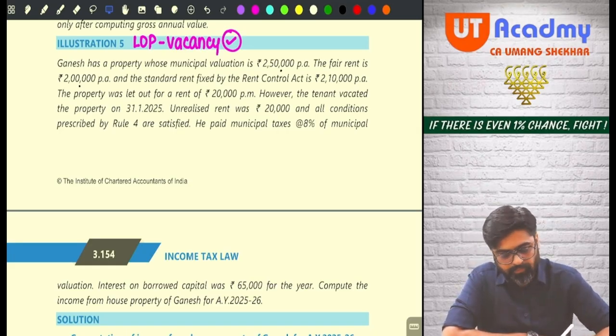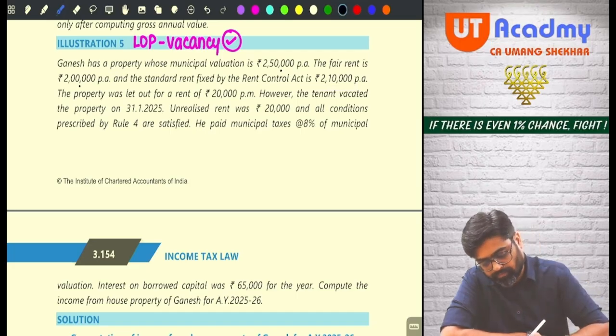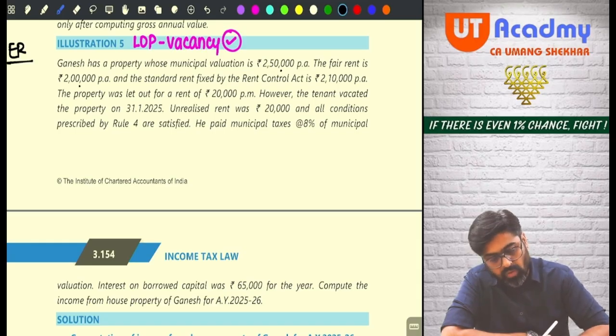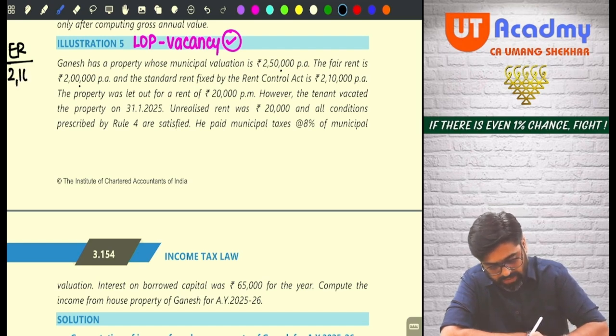Ganesh has a property whose municipal valuation is 2,50,000 per annum, fair rent is 2 lakh, standard rent is 2,10,000. So can I say expected rent here will be 2,50,000 or 2 lakh, whichever is higher, 2,50,000, and 2,50,000 or 2,10,000, whichever is lower, this will be 2,10,000 expected rent.